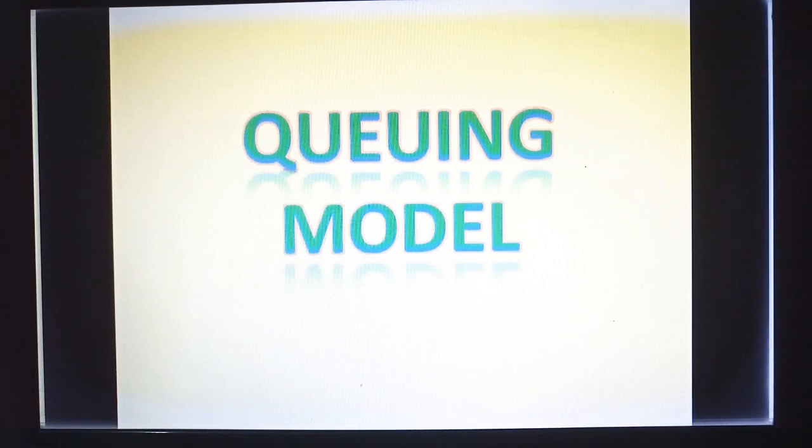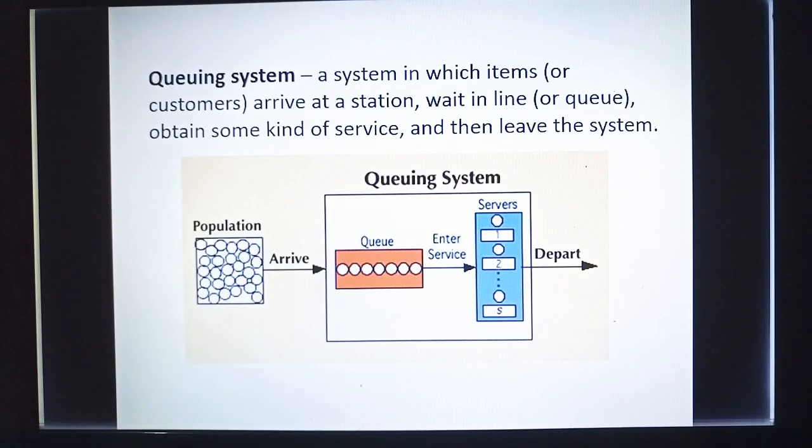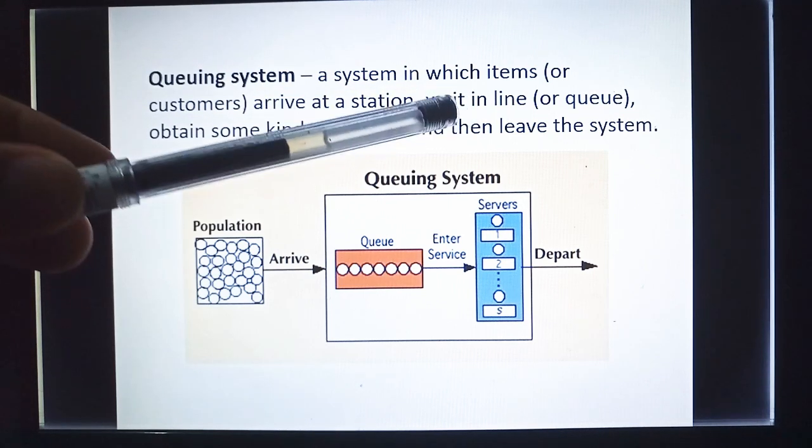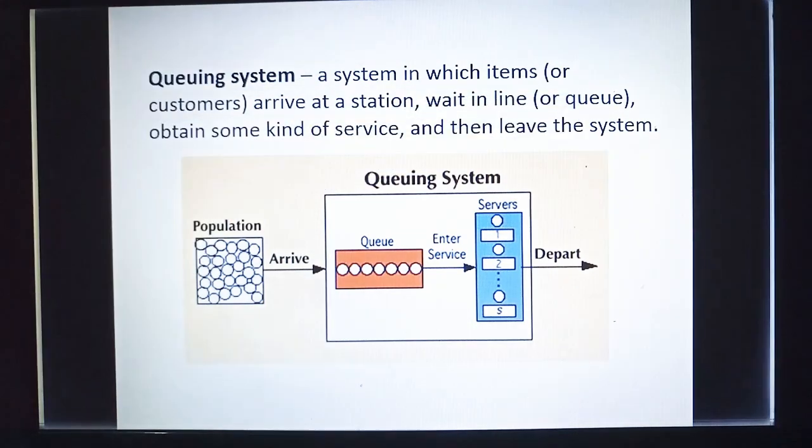Queuing model. This is another model in management science. A queuing system is a system in which items or customers arrive at a station, wait in line, or queue, obtain some kind of service, and then leave the system.